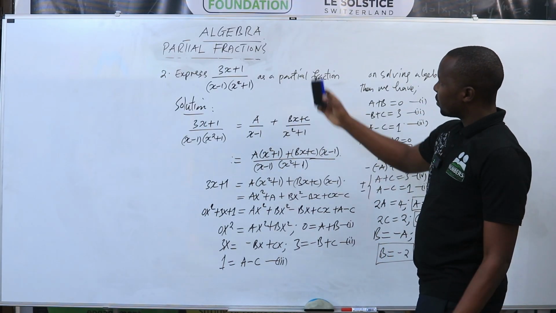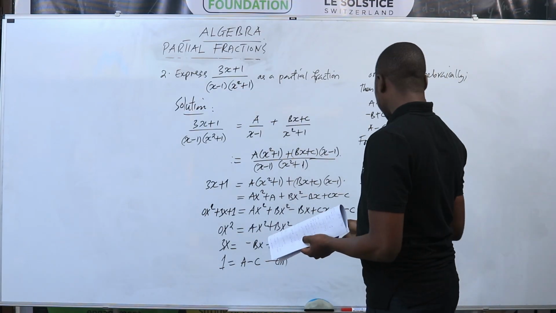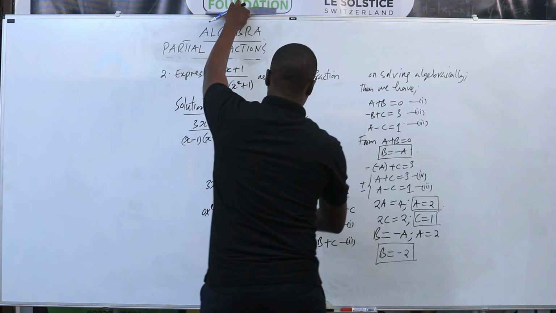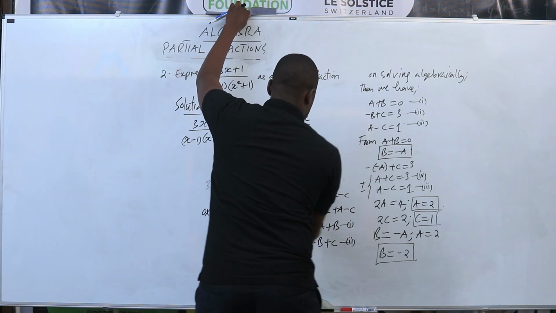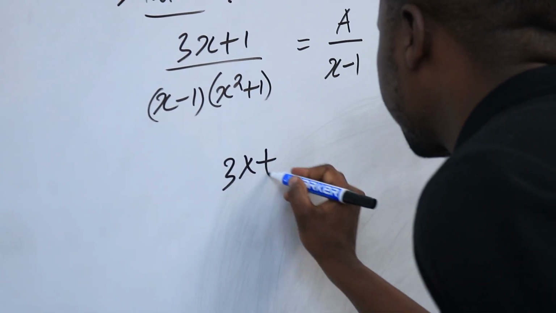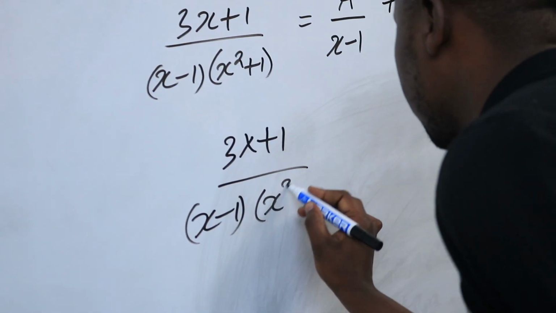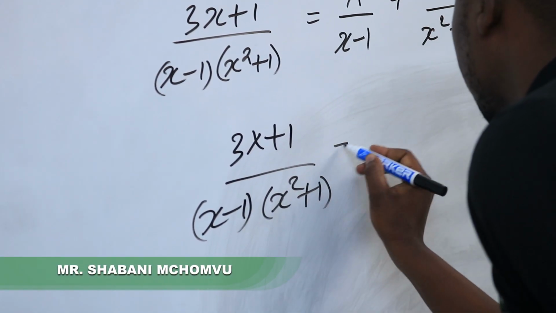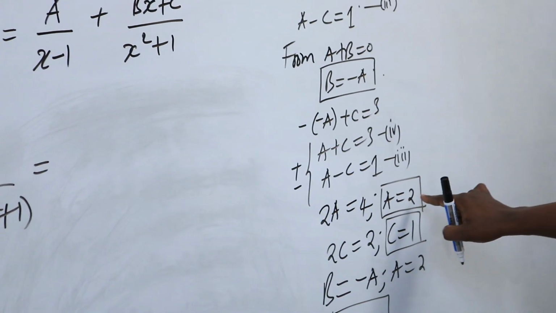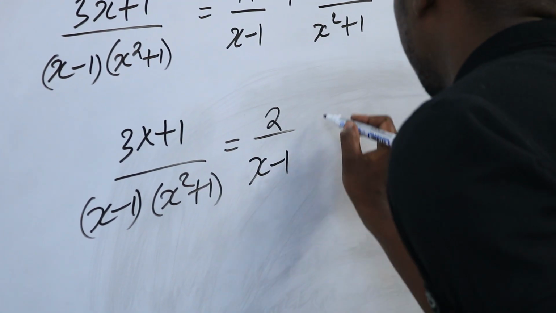So as we can form now the partial fraction from this algebraic complex fraction. So from here, the problem now becomes (3x + 1) over (x - 1)(x² + 1) equals to what? What is A? Remember we got A is 2. So it is 2 over (x - 1).